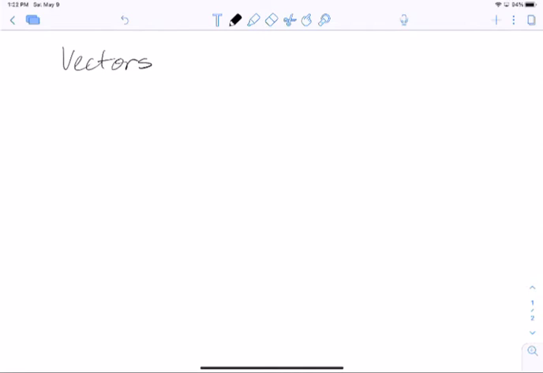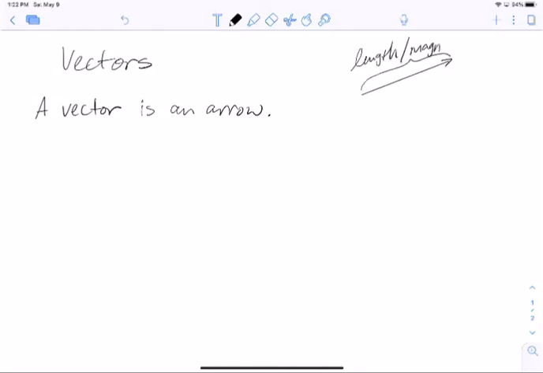We're going to look at vectors now, and first and foremost, I'd like to say that a vector is an arrow. Nothing less, nothing more. It has a length, and it has a direction in which it points. The length is also referred to as the magnitude.